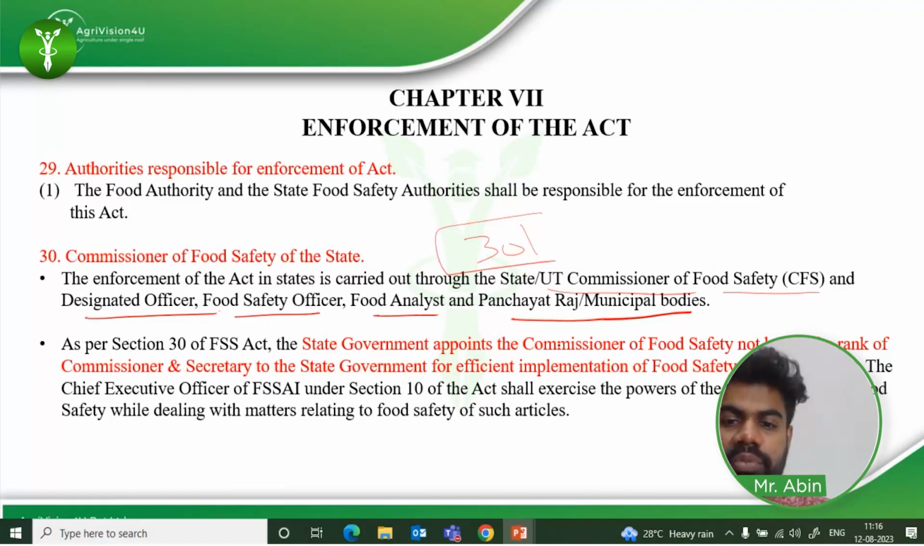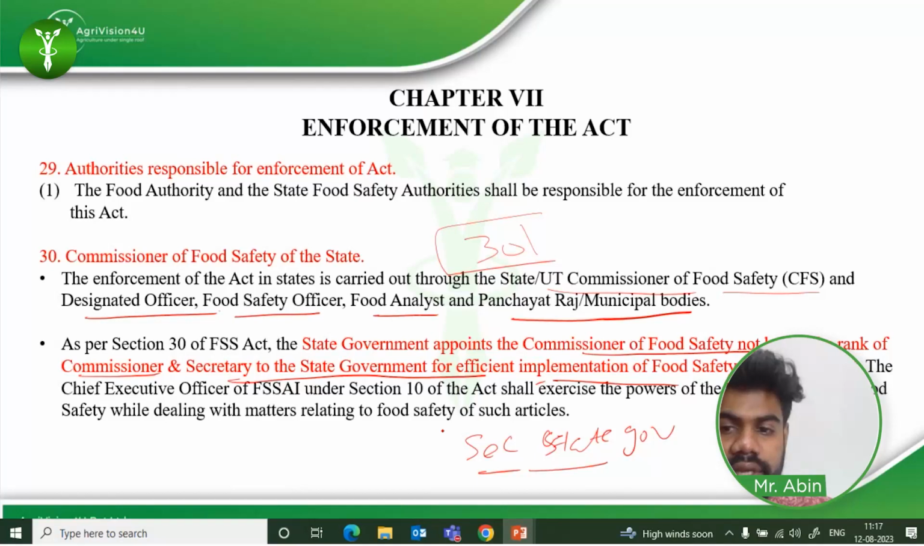Under Section 30, the state government appoints the Commissioner of Food Safety, not below the rank of Commissioner and Secretary to the government, for efficient implementation of the Food Safety and Standards Act. So his position will be not below the rank of Commissioner and Secretary to the state government. The CEO of FSSAI under Section 10 of the Act shall exercise the power of Commissioner of Food Safety while dealing with matters related to food safety of such articles.